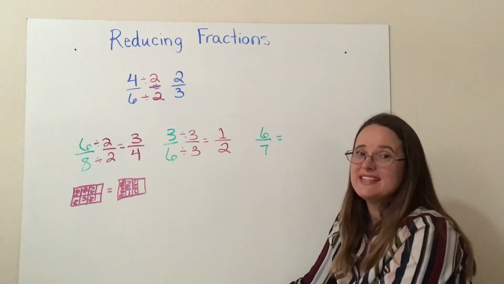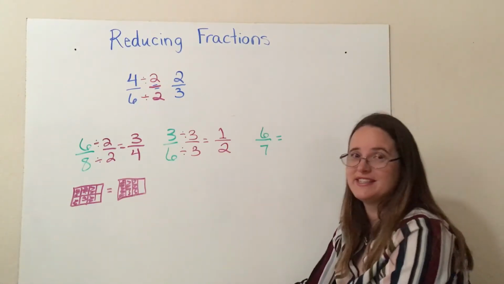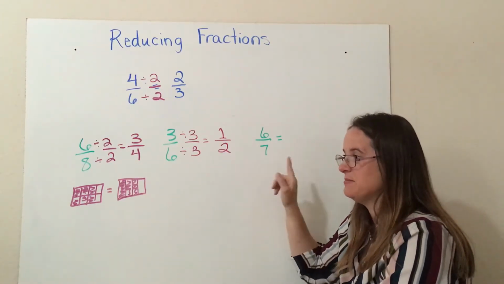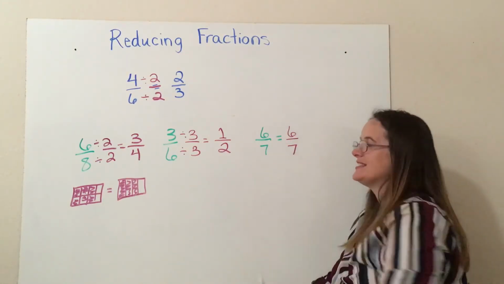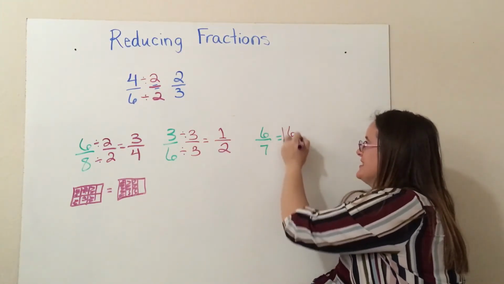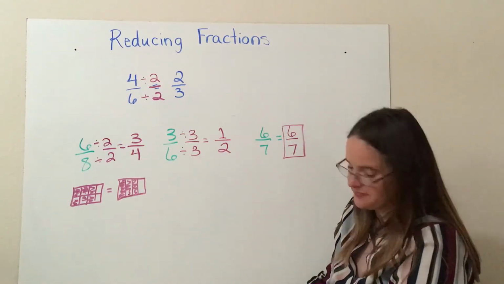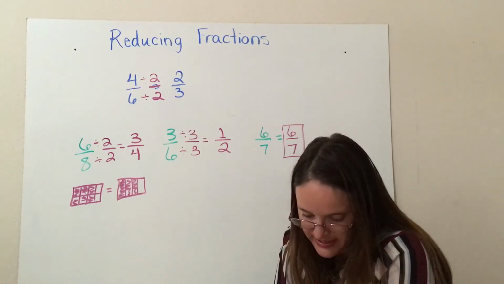So, what that tells us, since there is no number that I can divide both the numerator and the denominator by, is that this is already in simplest form. So I can't reduce it anymore. 6/7 is 6/7, and that's the end of it. Okay? All right. Those are our examples.